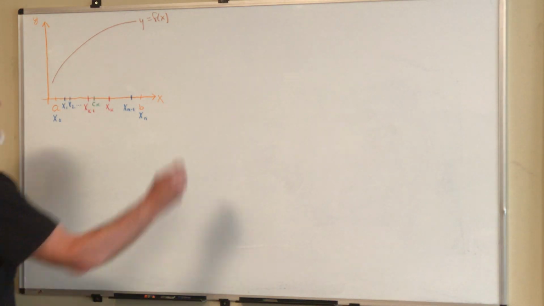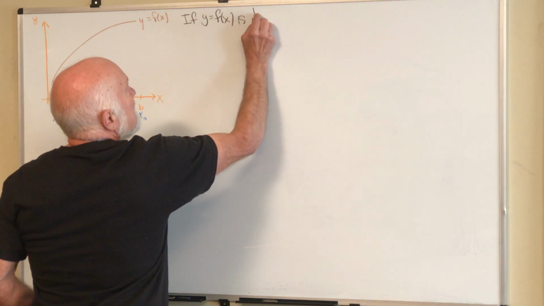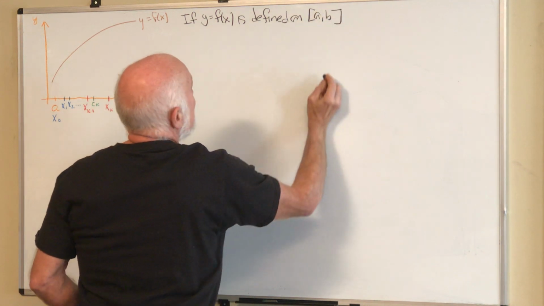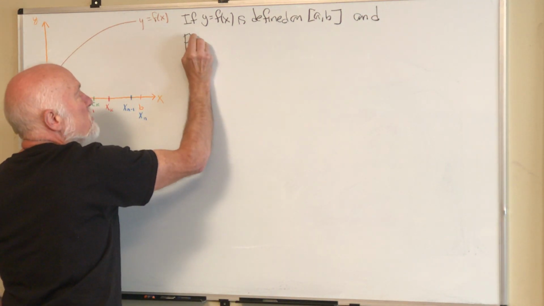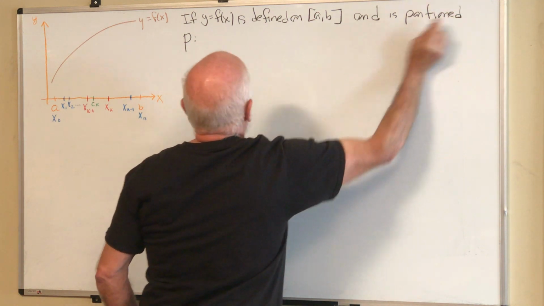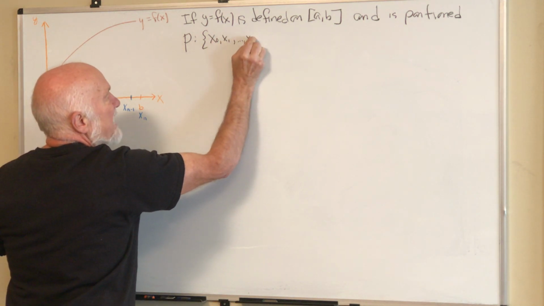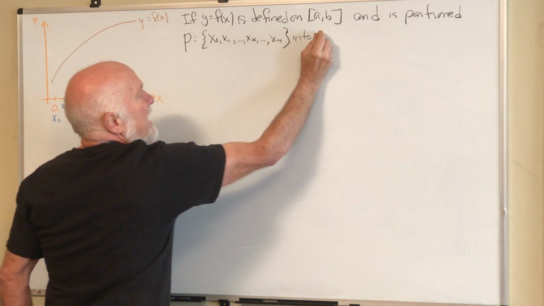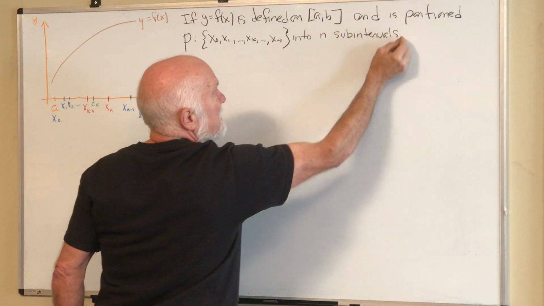So if I've got a function y equals f of x, it's defined on an interval from a to b, and a partition, so this is something new, is partitioned like this: x0, x1, up to x sub k, and then all the way up to x sub n, into n subintervals. So before I finish this definition, just see what I've done.